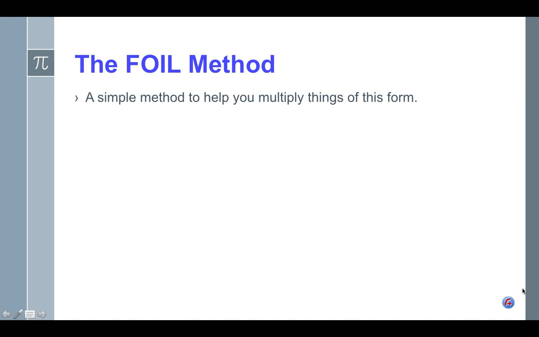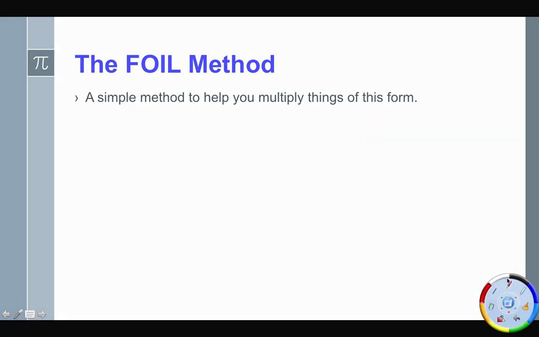And the form is going to be when things look like this, when they're in two parentheses, and it looks a little bit something like this: x plus 1 and x plus 7. And we need to know how to multiply this together. And this is just a simple method. Again, as I said, it's a FOIL method. FOIL actually is an acronym that stands for first, outer, inner, and last. And it's just a way to help you make sure you get all of the multiplication pieces that are necessary.